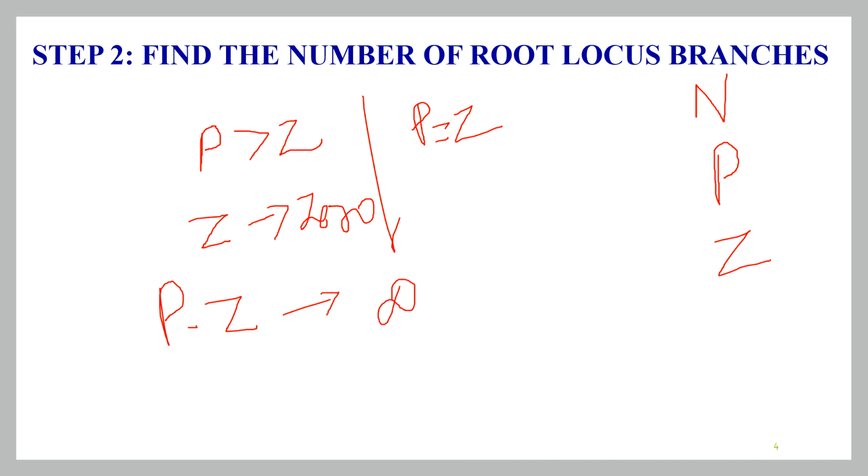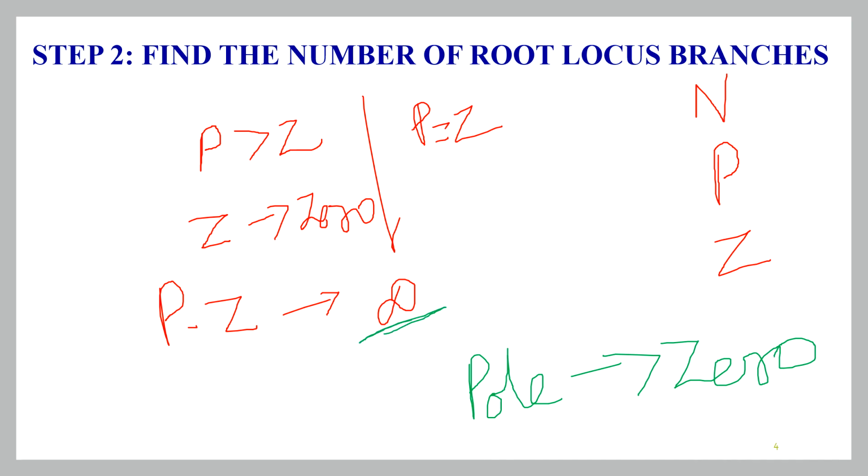What is a branch? A branch is one which will start at a pole and end at a zero. So always the direction is from a pole to a zero. Only when there is an absence of zeros will the branch approach infinity to find a zero. For example, let us assume my P is equal to 5 and my Z is equal to 2. So 5 minus 2 is 3. It means 3 branches will approach infinity here. The remaining 2 branches will end at open loop zeros. That is the concept here.